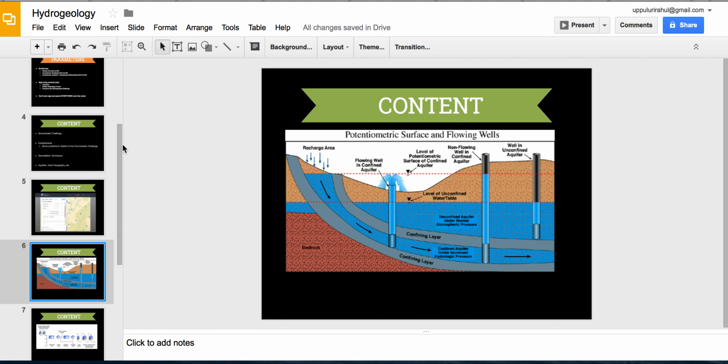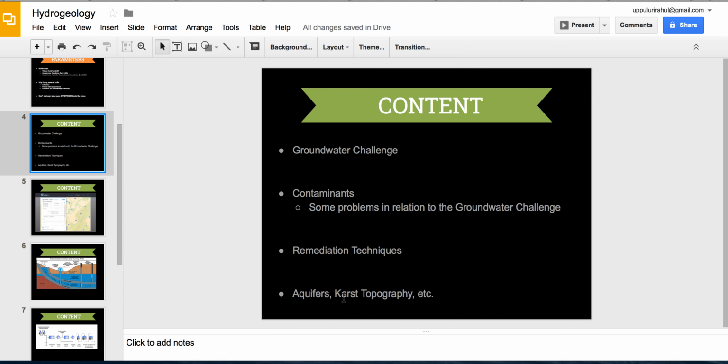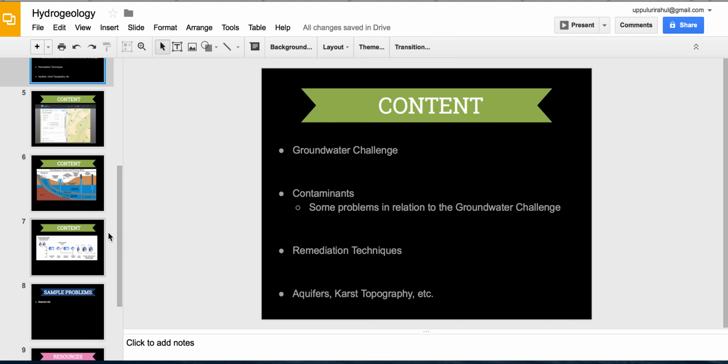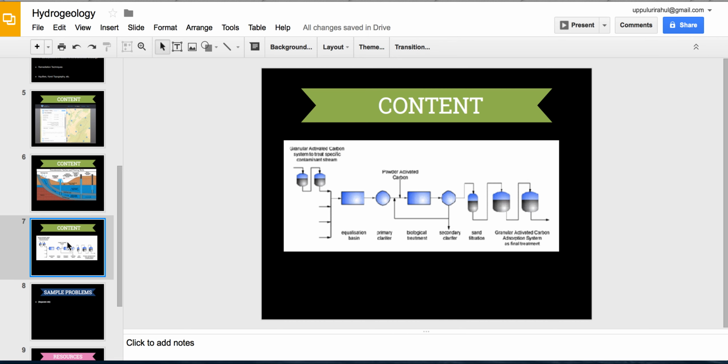And karst topography, which is basically when acidic groundwater affects rocks under the surface and creates different landscapes like caves or sinkholes. There are a lot of different aspects, and too much to talk about in such a short podcast. And this is just another picture of a remediation technique. This is granular activated carbon. It's just another example.